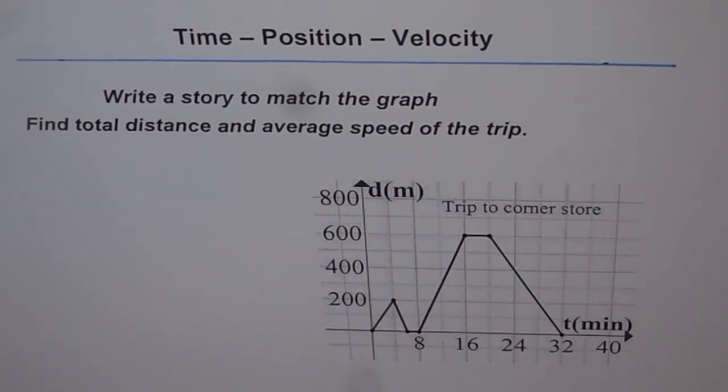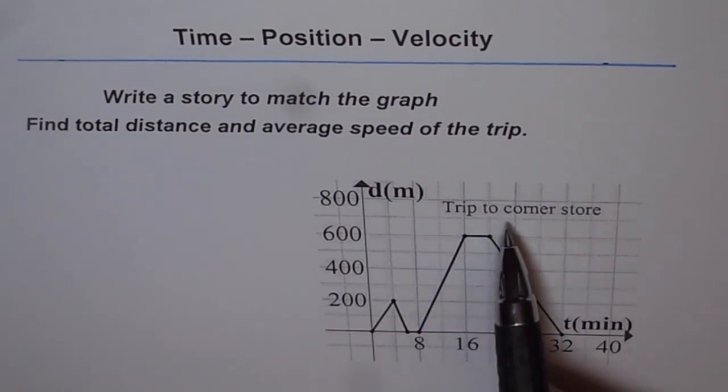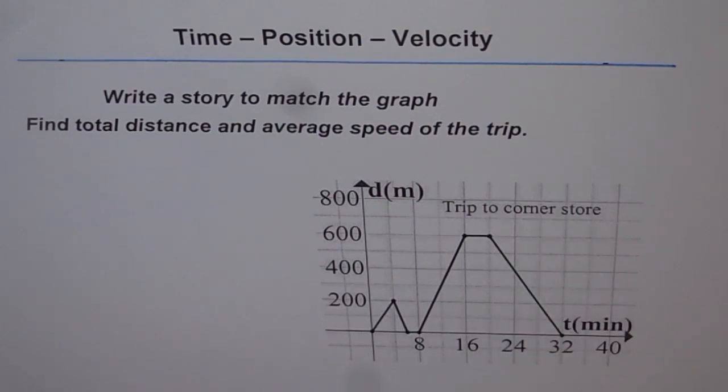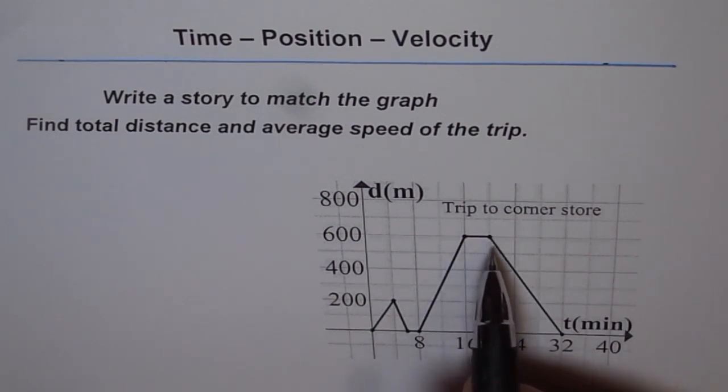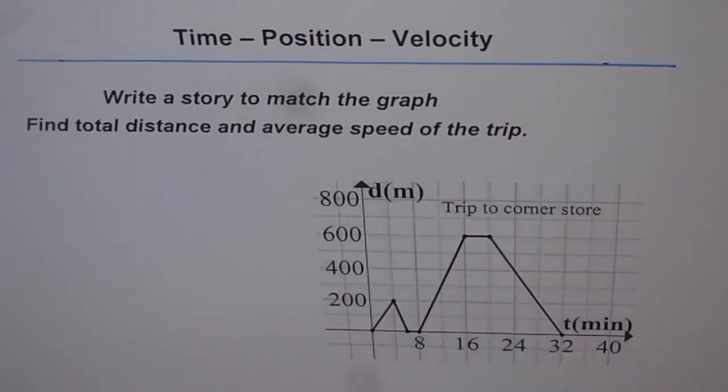Now, this time graph, we are kind of extending the example which we had, trip to corner store. So let's think about a person and let's give him a name. For example, we can call him Tom. Let's say Tom starts from home, goes to a corner store, buys something and comes back. Now, in short, that is the story.